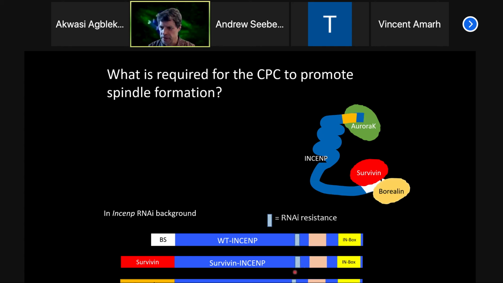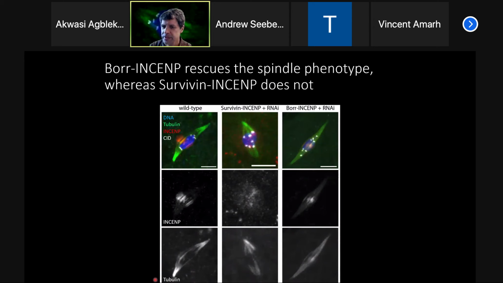The other thing that we did, knowing that borealin and survivin are required, was to test them individually. So we took our INCENP transgene and took off the targeting subunit, in white here, and replaced it with either survivin or borealin. So now we're testing what survivin is capable of doing, or what borealin is capable of doing. And what we found is that borealin was very good at rescuing the spindle, but survivin was not.